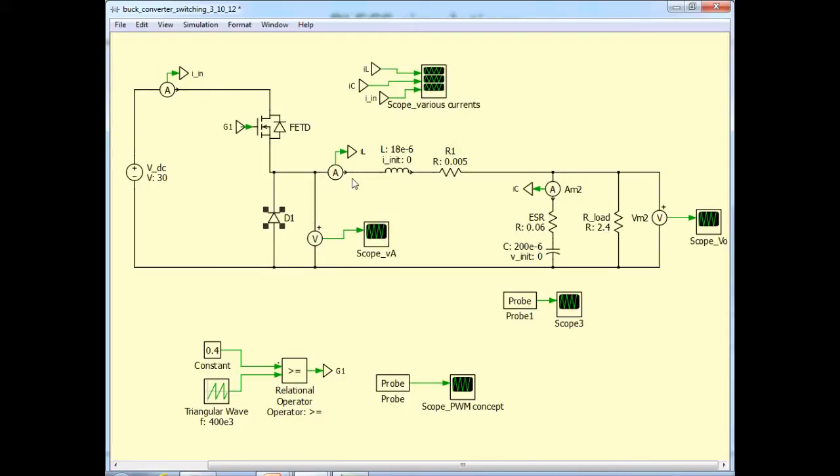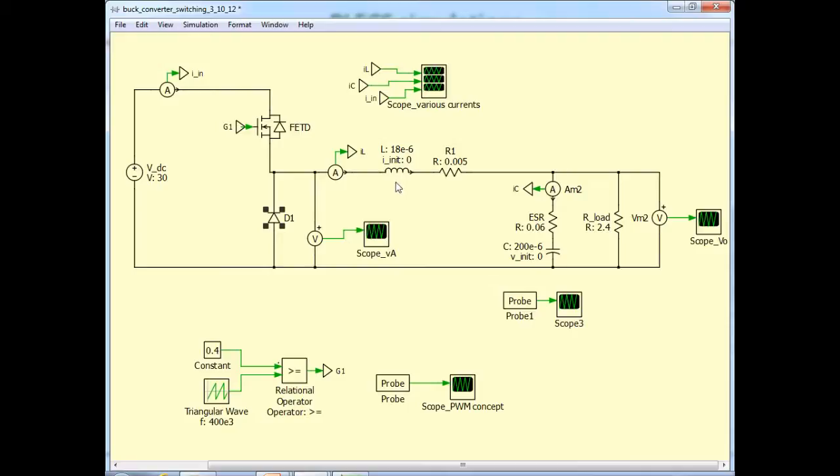Then I have an ammeter to measure the inductor current, and I also have a voltmeter to measure what we normally refer to as the V sub A or V rect waveform, the switching waveform that is input into the LC filter. This is the output filter inductor L, and notice we've used the 18 microhenry that we designed for, and I've chosen to give the initial condition for the inductor current to be 0.